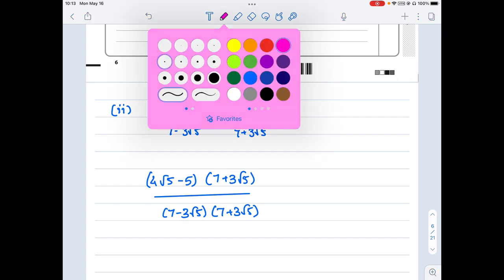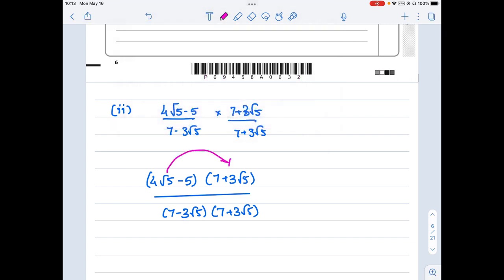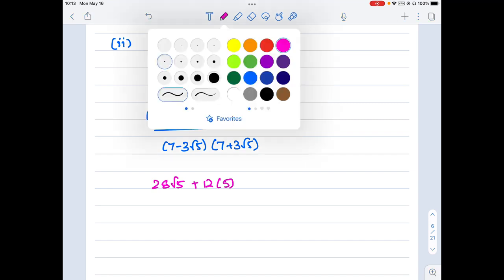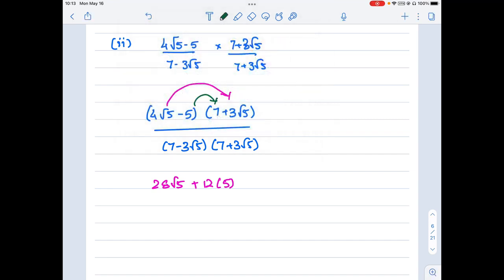Now what am I going to do? 4 root 5 times the entire second bracket. So it becomes 28 root 5 plus 12, since root 5 times root 5 is 5. Next I'm going to multiply negative 5 with the entire bracket. So it becomes negative 35 and negative 15 root 5. And the denominator, a plus b times a minus b, is going to be nothing but what? A square minus b square. So 7 squared minus 3 root 5 whole squared.